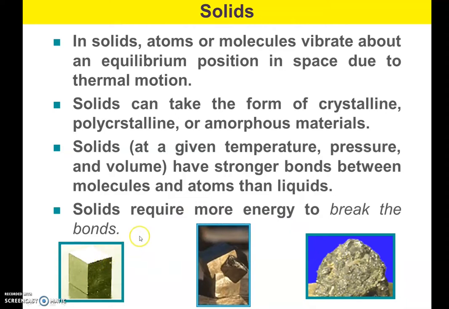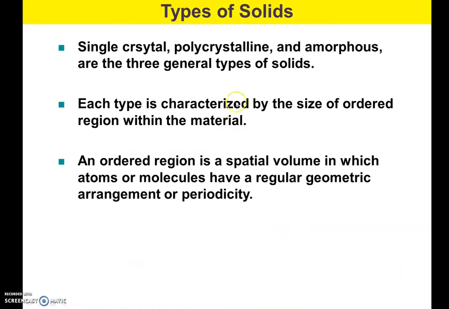Okay? So these solids essentially have very strong bonds between them, much stronger than the liquids. Okay? And because of the strong bonding, you definitely require more energy to break these bonds. Okay? So let's look at this classification a little bit further. Essentially, this classification into crystal, polycrystalline, and amorphous types deals with the size of the ordered region that exists within the material.